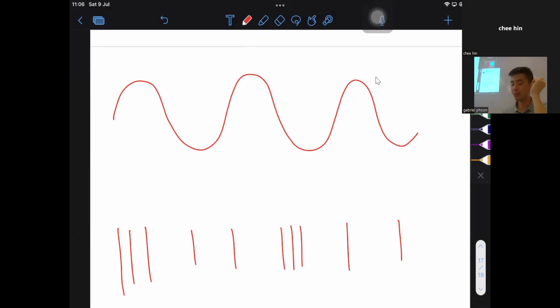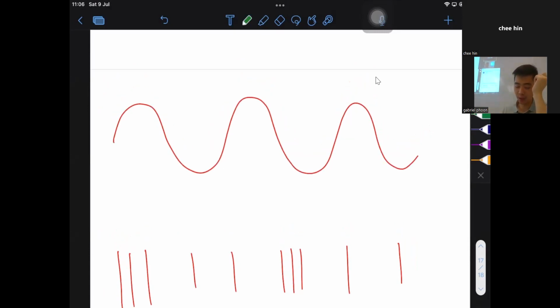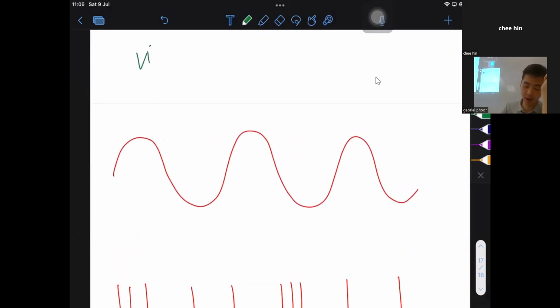In your exam, if they ever ask you to define a longitudinal wave or a transverse wave, you must be able to explain them in terms of their vibration and also the propagation of the wave. Now, what is vibration and what is propagation?